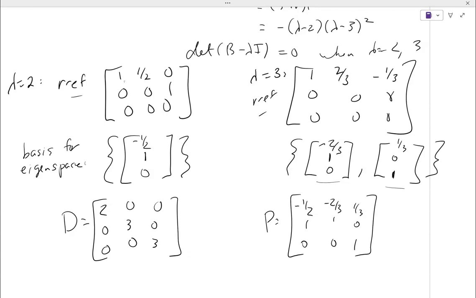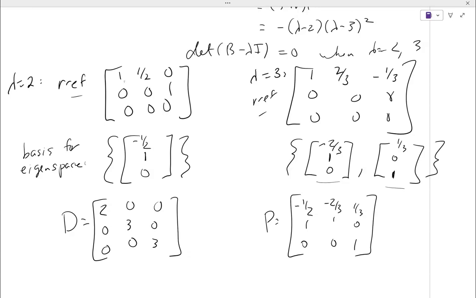The good news about these problems is that you can check them. If I multiply P times D times P inverse, I have to get back to the matrix I started with. It's the whole point of this, right? Once I create this, we can check our answer. Okay, so let's do that real quick, just so that we can see it.